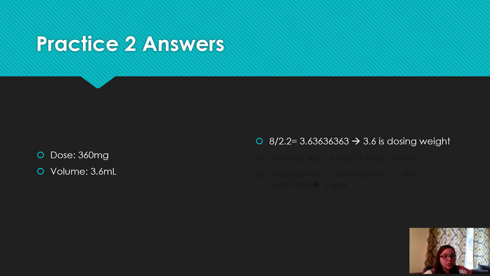So 3.6, 3.63, 3.64, depending on your facility's rounding rules. That's where you're getting the dosing weight. And that is very important.